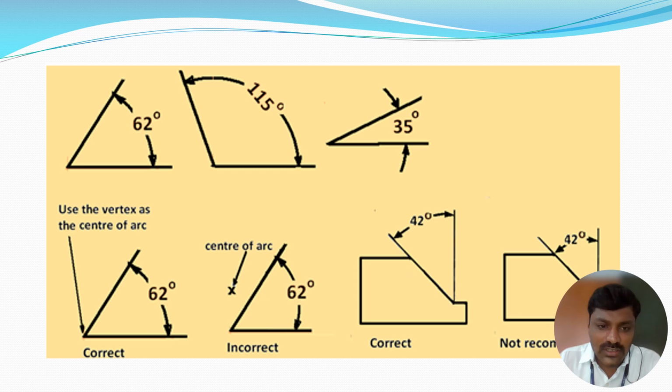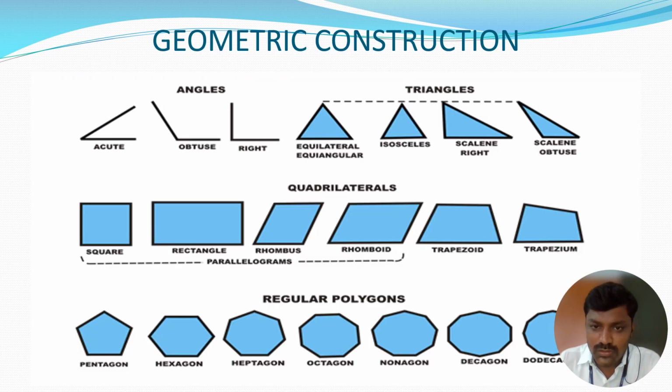See here, this dimension is for an angle. With a double-headed arrow you can place the angle. Which angle you have to see here.